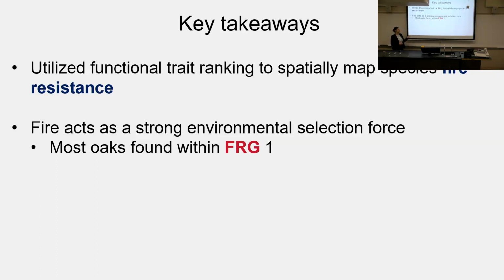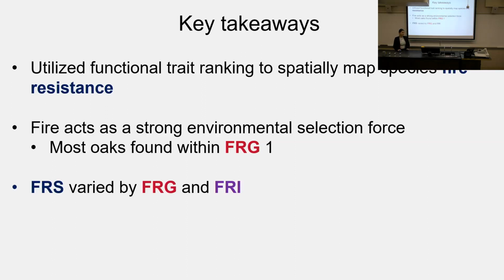We found that most oaks are occurring within that fire regime group 1. So we had a strong portion of our 1% study area selection that exists within fire regime group 1, that had that frequency of fire of 0 to 35 years, that low to mixed severity. Thus, the environment has been selecting for fire resistant traits given this exposure. We did see that our fire resistance scores varied by, again, those fire regime groups in which they occurred in, as well as the fire return intervals that they were within.